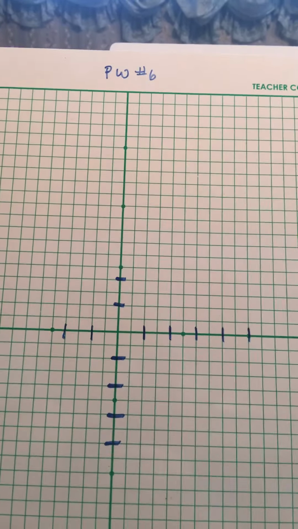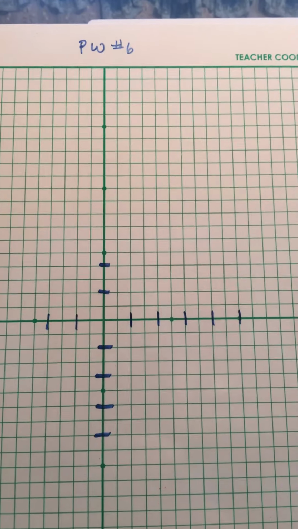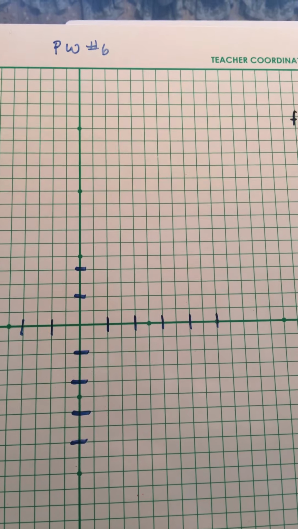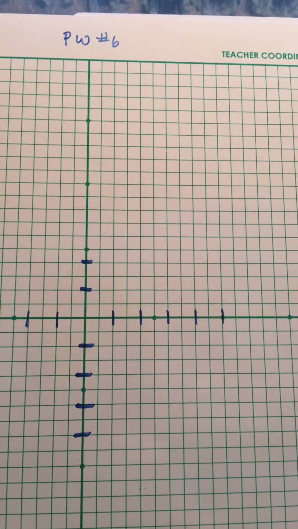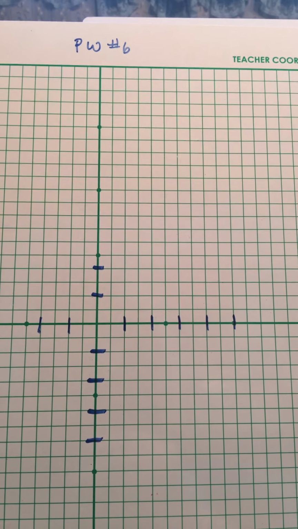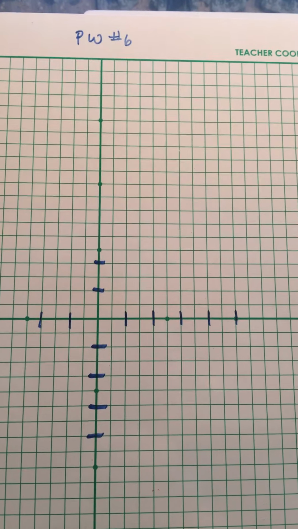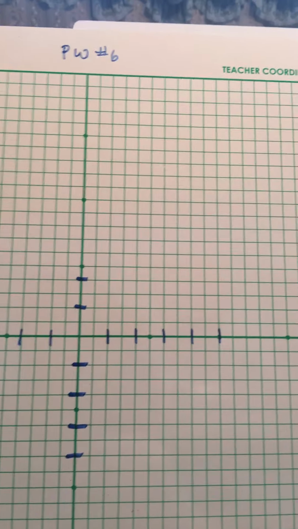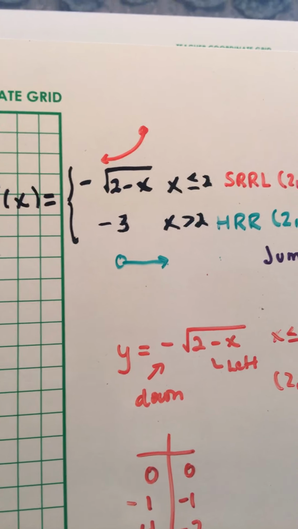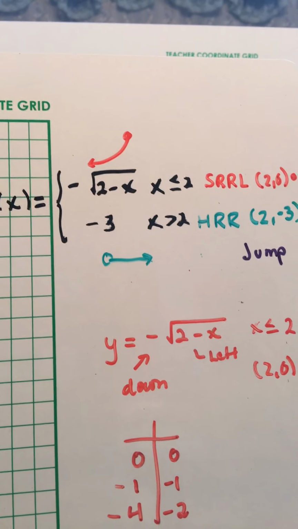Okay, we're doing piecewise 6. Piecewise 6, number 1, is going to be similar to piecewise 4, number 3. I believe you did that on piecewise 5 as number 4 or something like that. Anyway, we're back to now I want to do a square root with a horizontal ray.